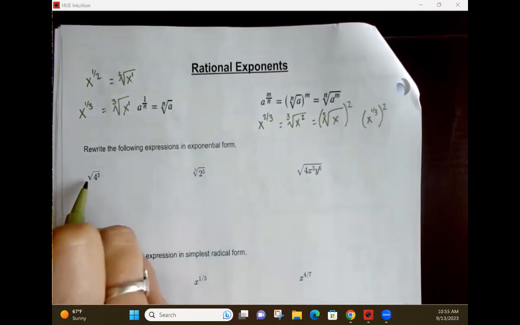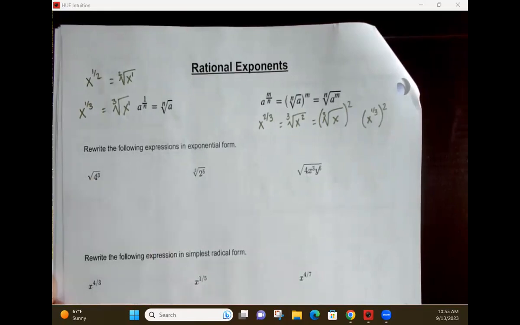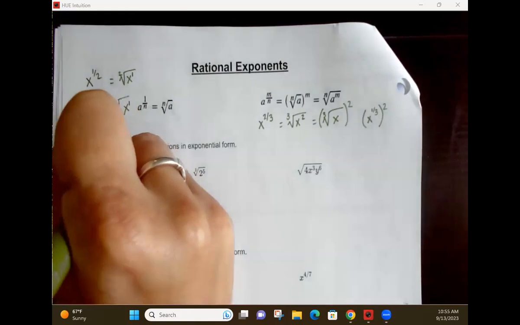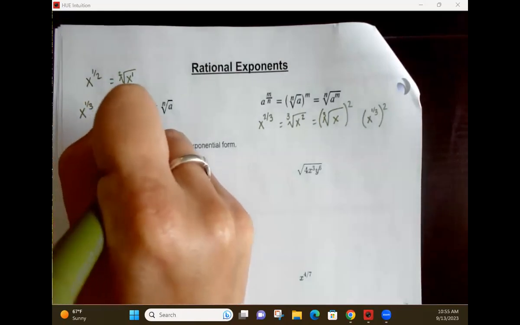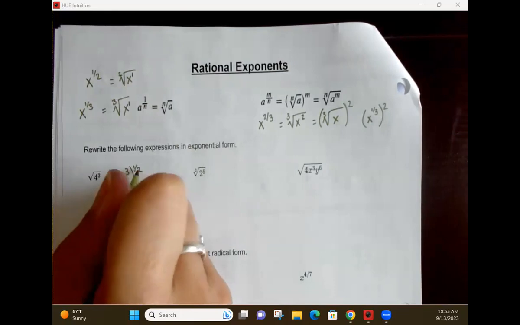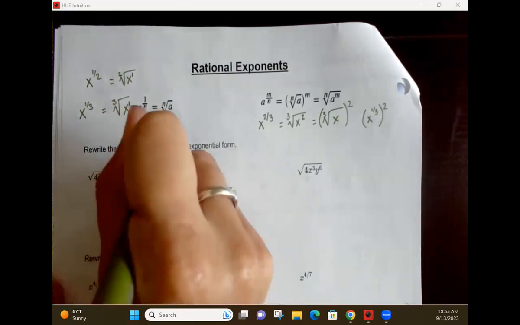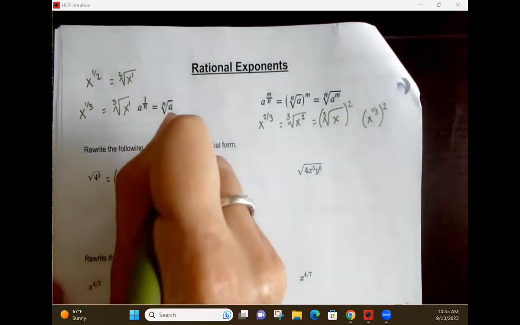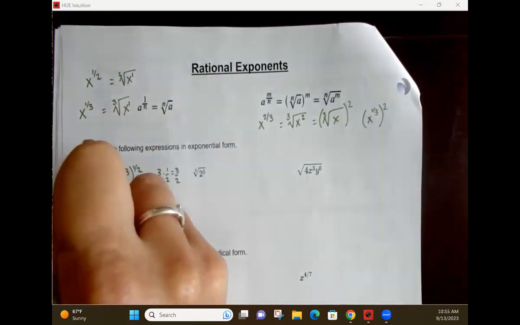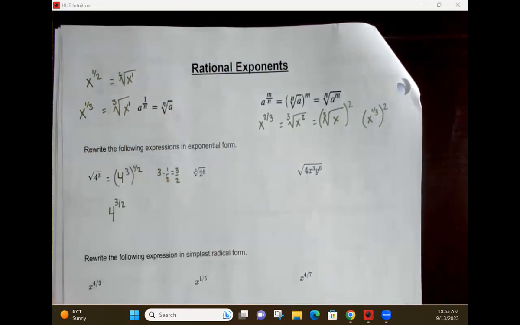So I have here the square root of 4 cubed. For this first one, I'm going to go ahead and change this root to its exponent version. So where I have the square root, I can write that as the 1/2 power. And then where I've got power to a power, we multiply. 3 times 1/2 would be 3/2. So this would be 4 to the 3/2 power.